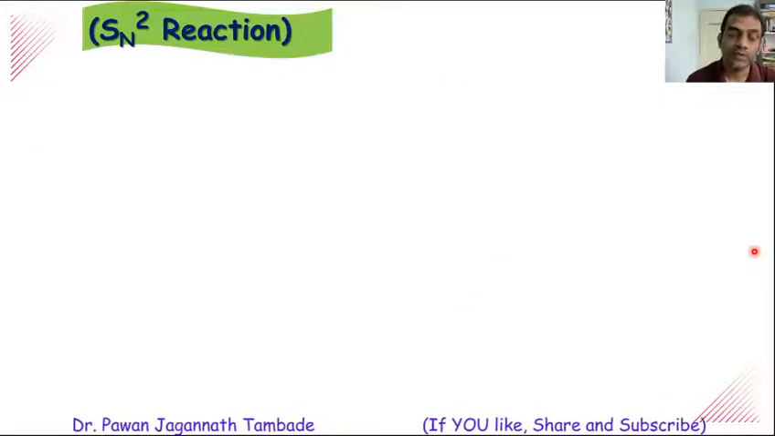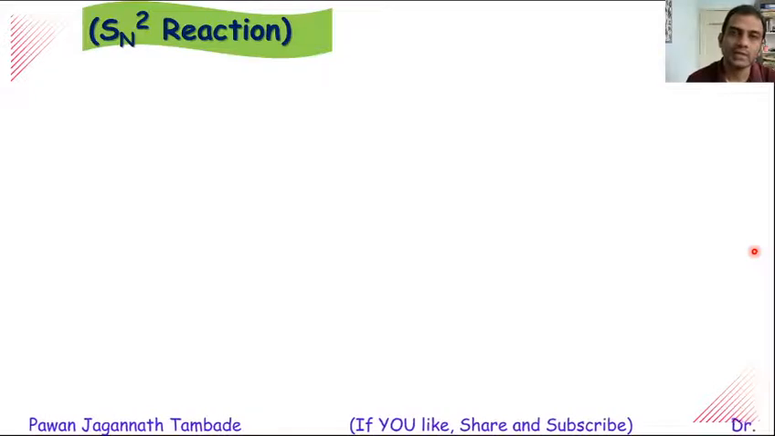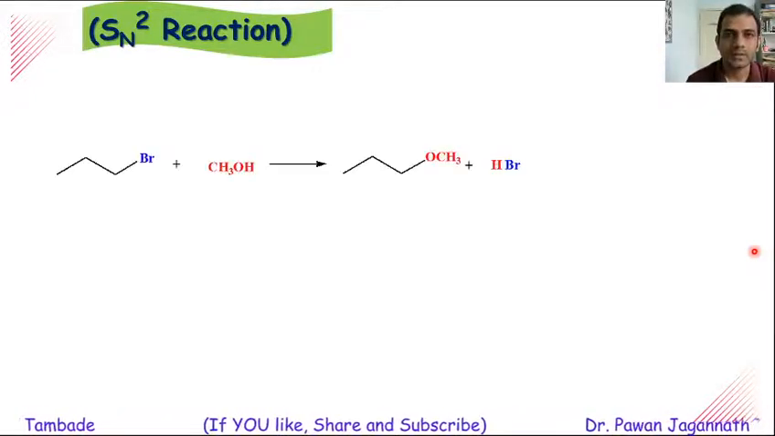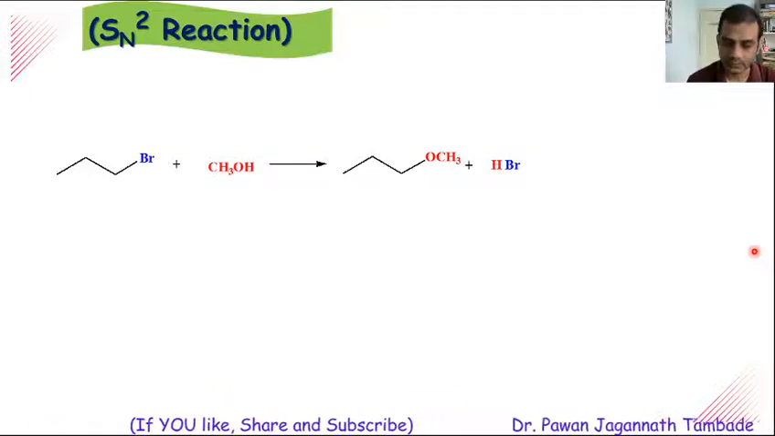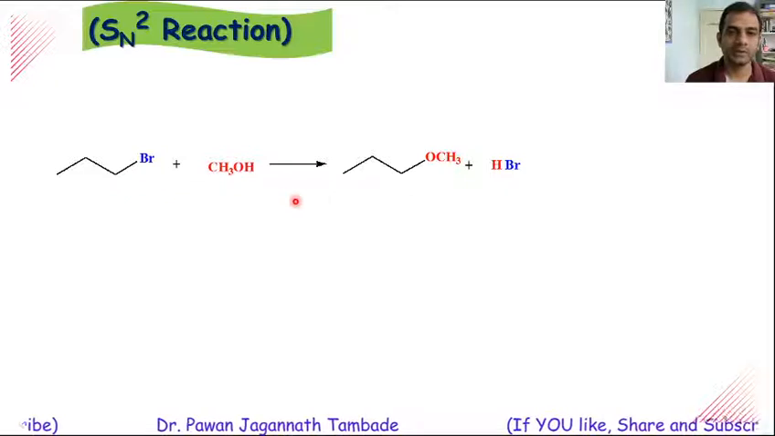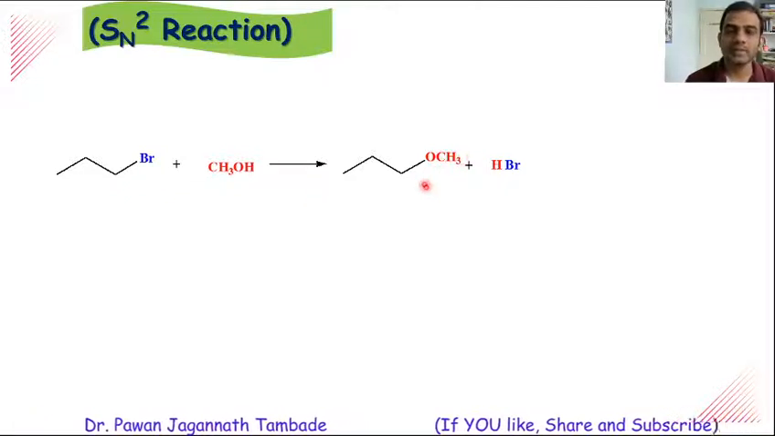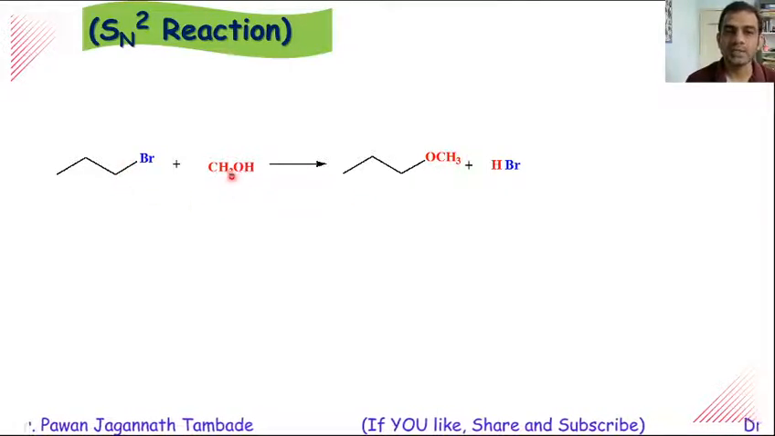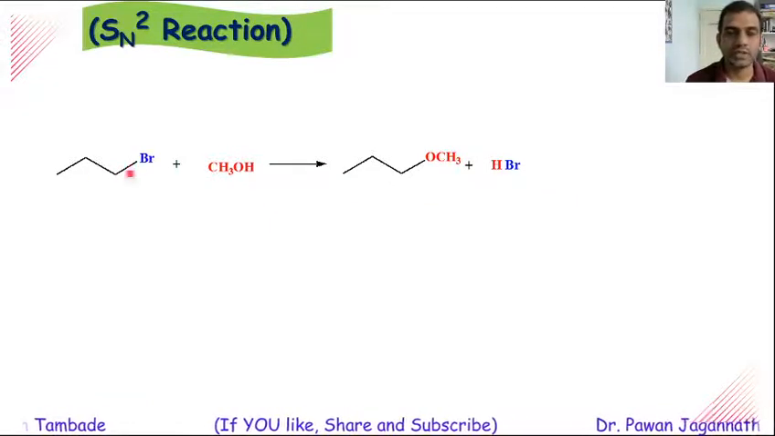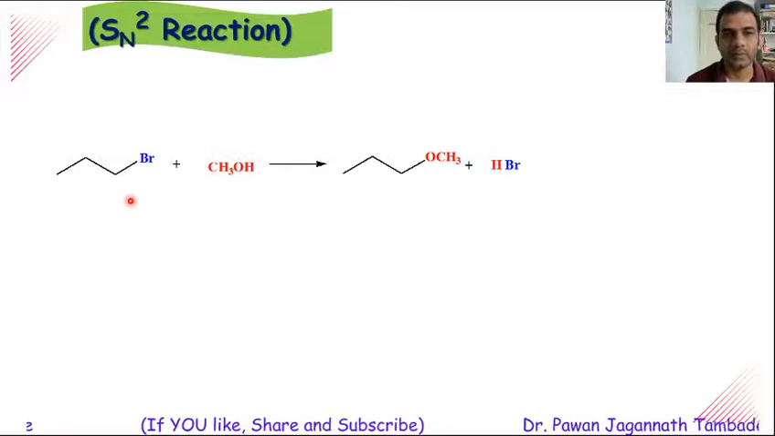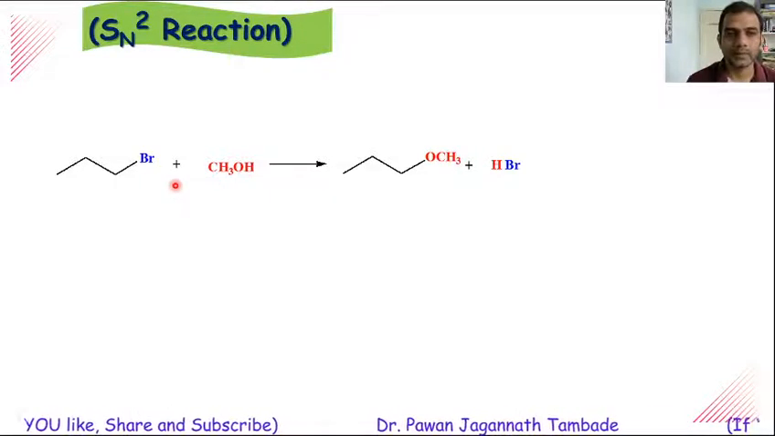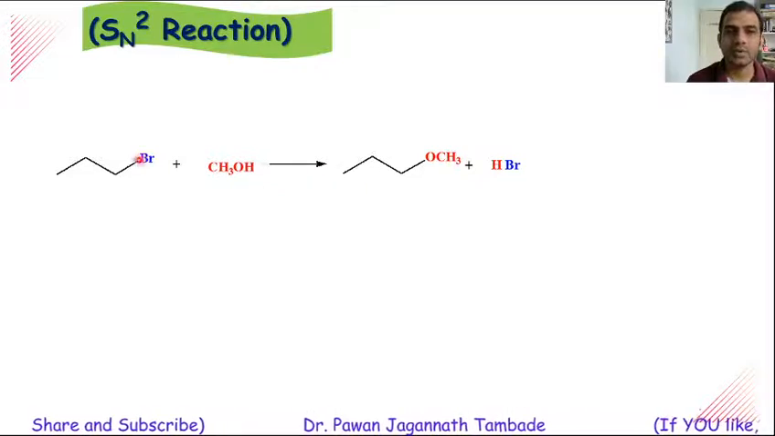So what is the meaning of SN2 reaction? For that, we will consider one very simple reaction. So look at this reaction. In this reaction, this alkyl halide is allowed to react with methanol so that we will get this type of product. So Br is replaced by OCH3. This is nothing but a substitution reaction which is occurring at aliphatic carbon atom. This is substitution at aliphatic carbon atom. Why is this an example of SN2 reaction?